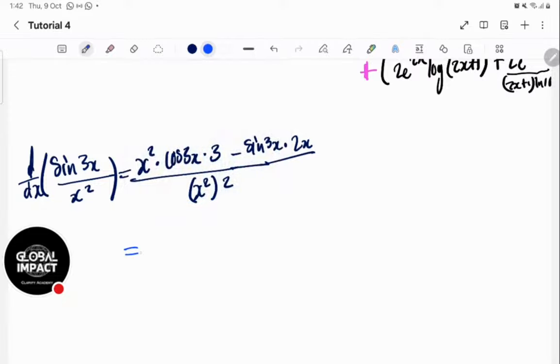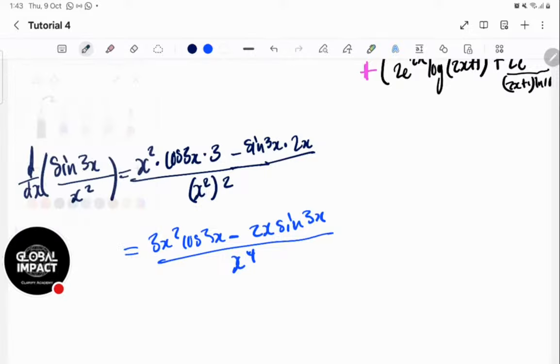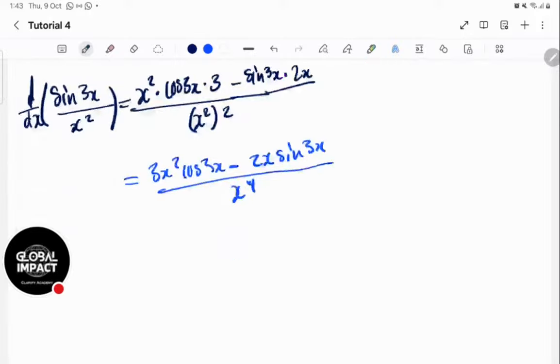So what then happens is it becomes 3x squared cos 3x minus 2x sine 3x, which is over, sorry, we can say it is over x to the power 4. Okay. Now here you can have it like this. This is going to be the end and you can leave it like this.